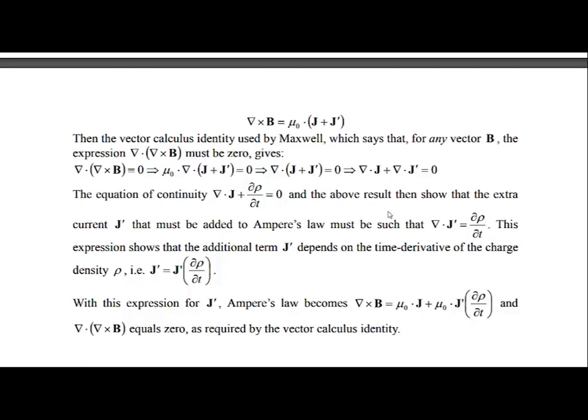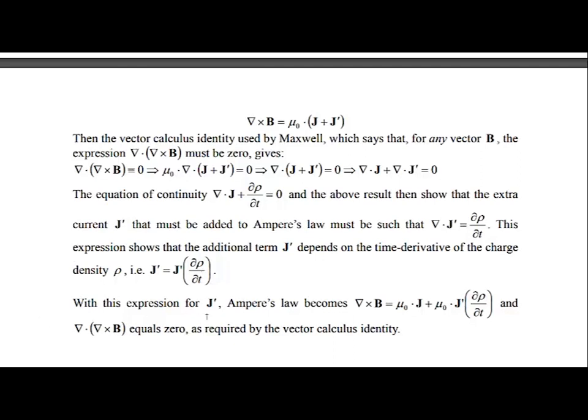The equation of continuity and the above result then show that the extra current density that must be added to Ampere's law must be such that the divergence of this new current is equal to the changing charge density. So charge density changing over time, that's what this means here. This expression shows that the additional J prime term depends on the time derivative of the charge density. That's another way that charge can change. Charge can change by flowing through space, and charge can change by the changing charge density.